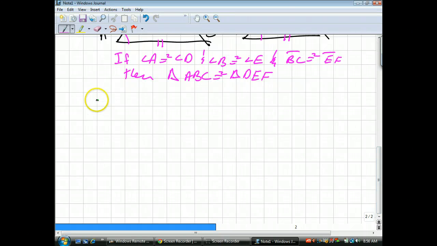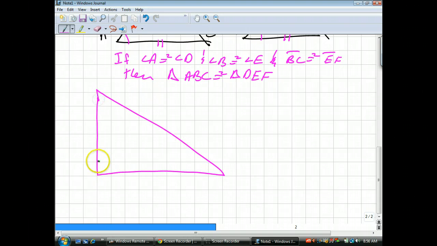Okay. Then our second theorem only works for right triangles. So let's kind of review what we know about right triangles. So remember, in a right triangle we have one right angle, and we'll call this A, B, C, and we know that the sides of the right triangle are called the legs, and then the side opposite the right angle has a special name. Remember, it's called the hypotenuse.